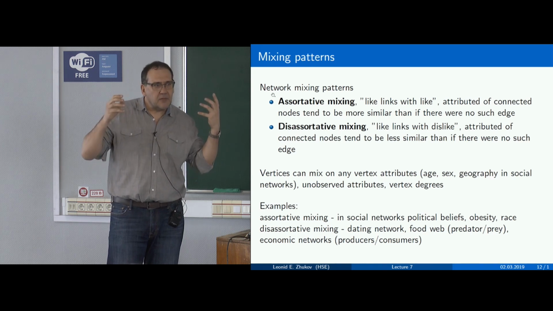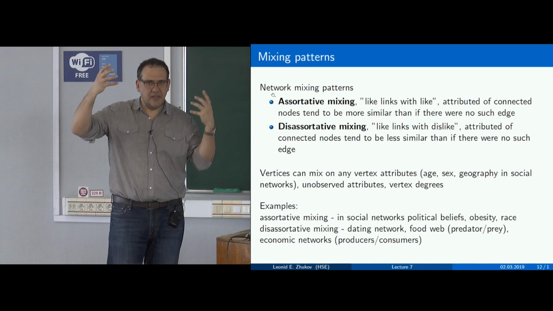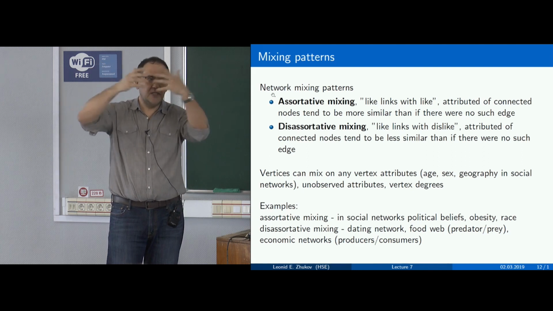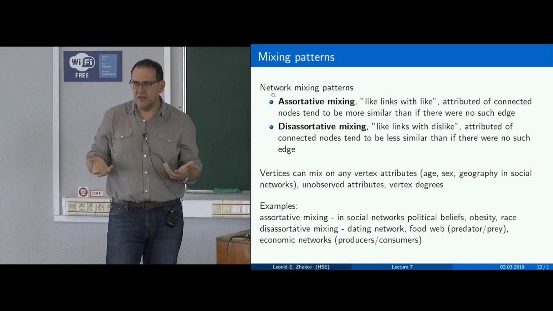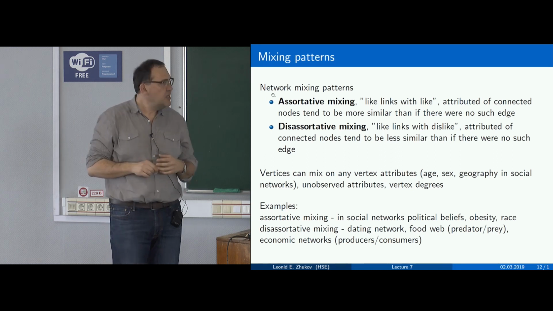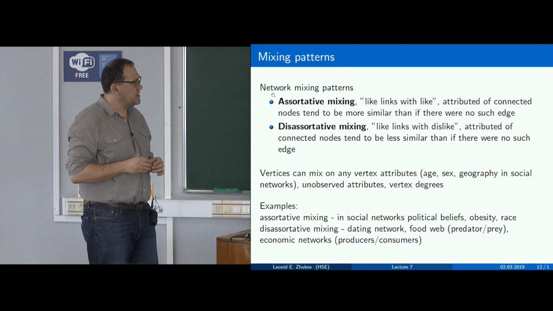So that means there will be a lot of links between nodes with similar attributes, and there will be fewer links between nodes with dissimilar attributes. All right? And so that's a situation called assortative mixing.